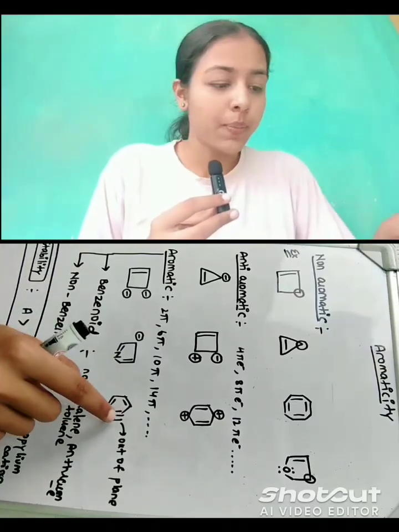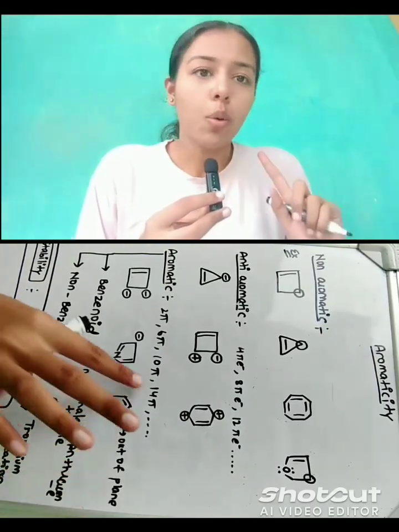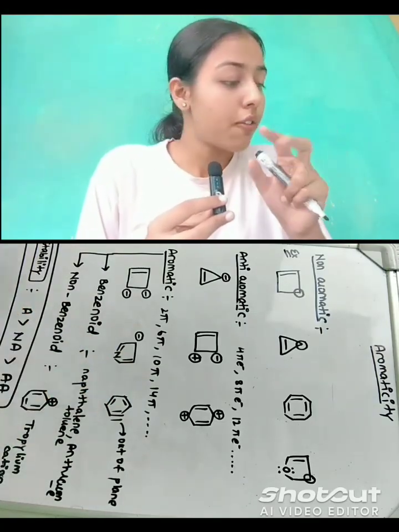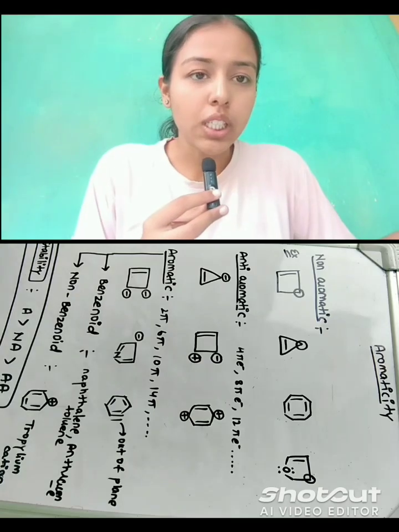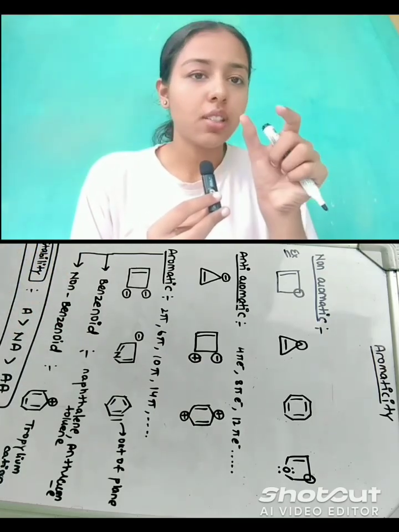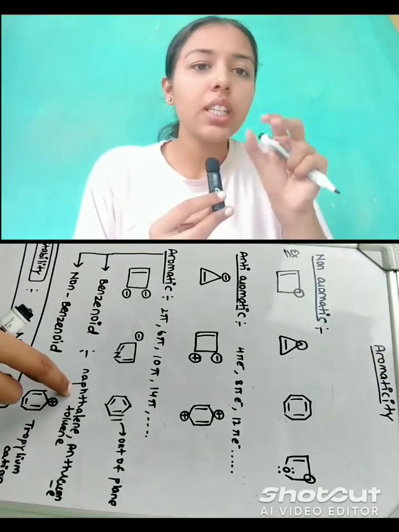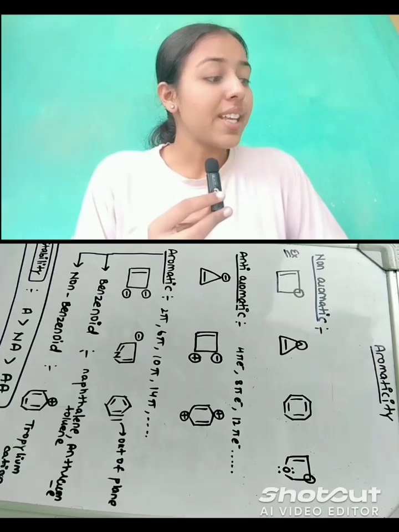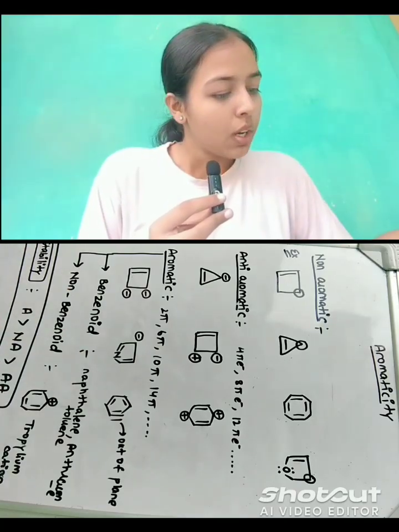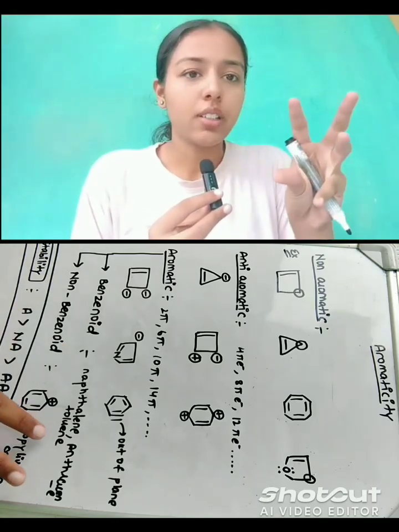So this is aromatic. Now aromatic compounds are further divided into benzenoid and non-benzenoid. Benzenoid means it has a structure similar to benzene. For example, naphthalene and anthracene: naphthalene has two benzene rings and anthracene has three benzene rings, so it has benzene involved in its structure. So these are benzenoid. Toluene is the same case, a benzene ring with one methyl group. If you want, you can Google the structure.